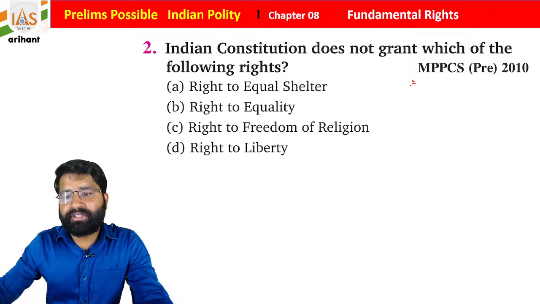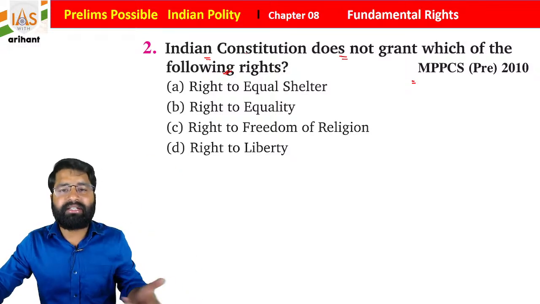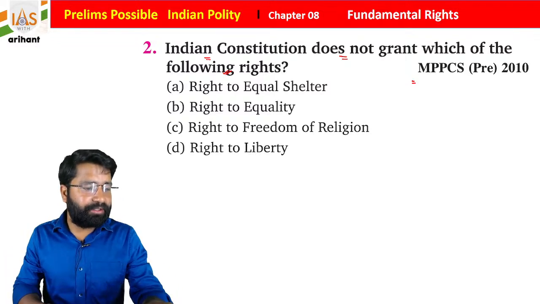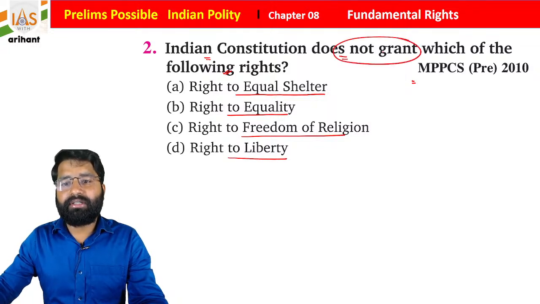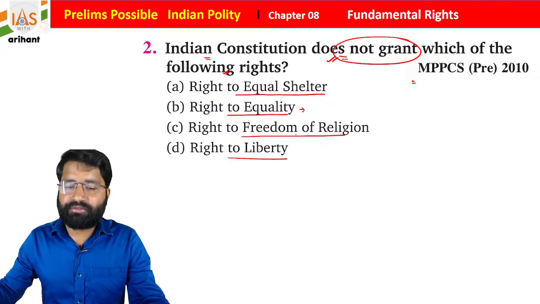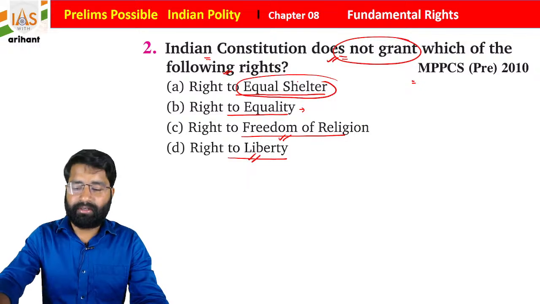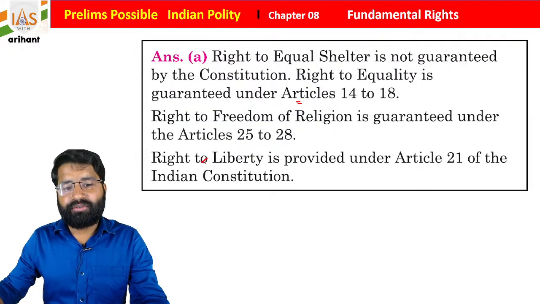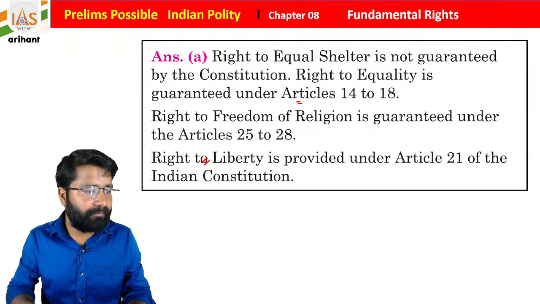Now, this question was in MPPSC 2010. The Indian Constitution does not grant which of the following rights, students? These are all connected with the fundamental rights, so just see it carefully. Right to equal shelter, right to equality, right to freedom of religion, right to liberty. So which is not guaranteed by the Indian Constitution? As you know, we have the right to equality, freedom of religion, and right to liberty too, but equal shelter is not included anywhere. So option A is going to be right, students. This is also very, very important. We already discussed the explanation, so I'm not going to waste your time as well as mine.